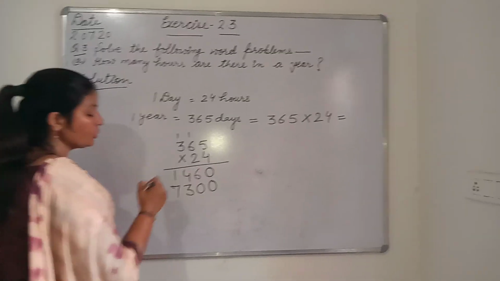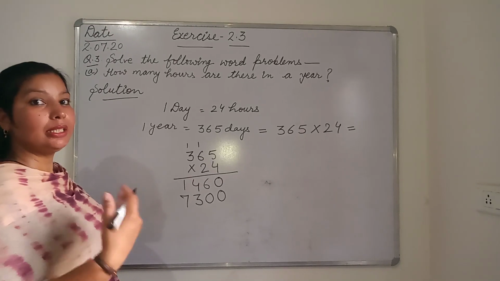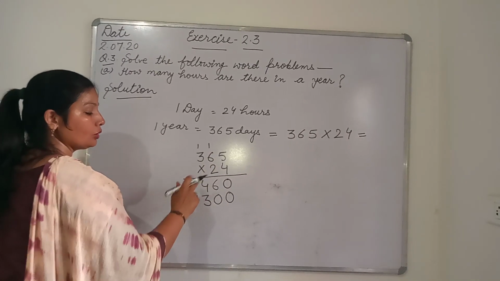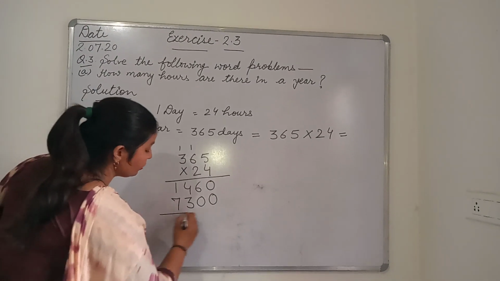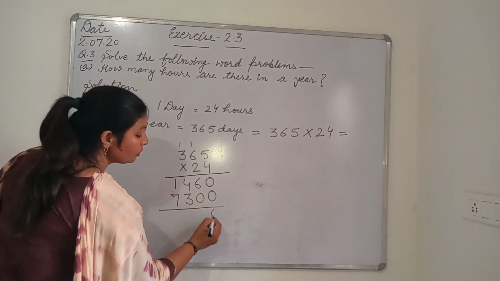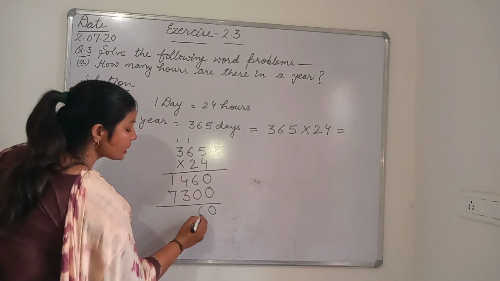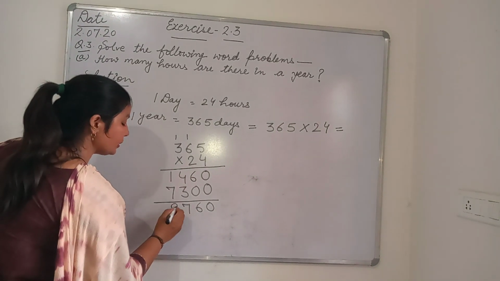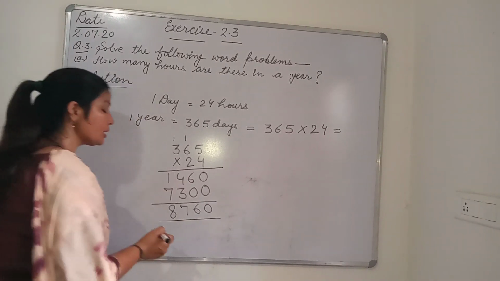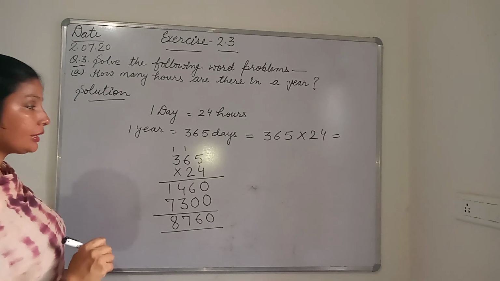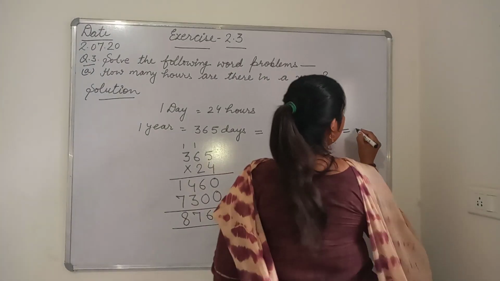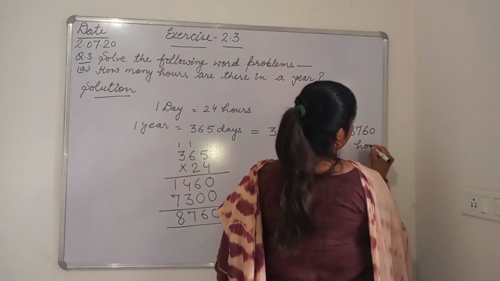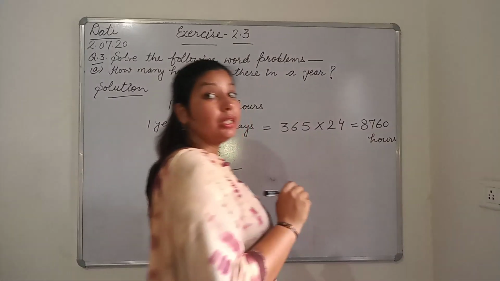Now what do we do? Now we will do addition, because we have done multiplication by 4 and by 2. So now we add them. 0 plus 0, 0. 6 plus 0, 6. 4 plus 3, 7. 7 plus 1, 8. So what's your answer? 8,760. So we write here 8,760 what? Hours. These many hours are in a year.